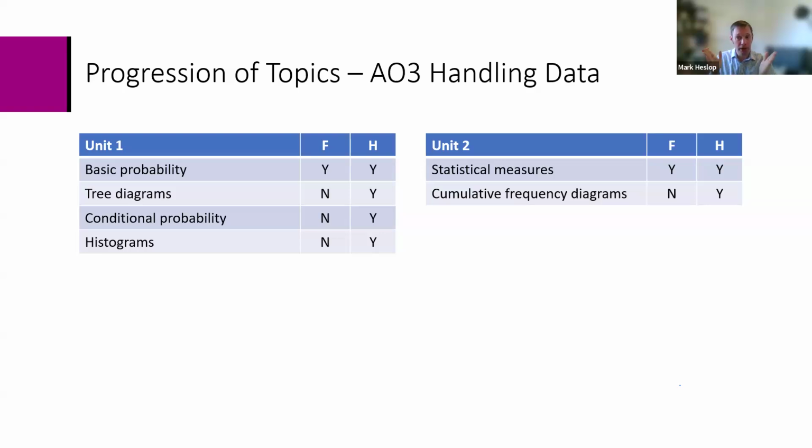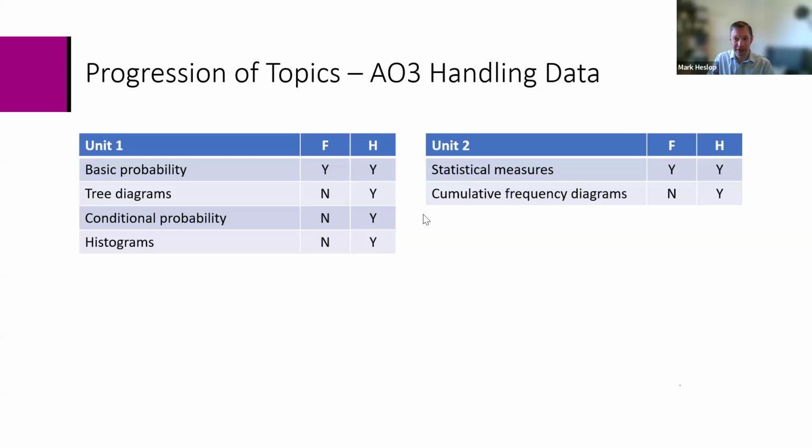So although we've got all the AO1 to 3 in both halves of the course, we've probably got slightly higher emphasis on probability, because it's very accessible if you've got slightly more algebraically immature students in year 1 than in year 2, and it gives that nice balance to the course. So effectively, we have all the probability in year 1. So basic probability, tree diagrams, conditional probability, and then histograms in year 1, and then statistical measures and cumulative frequency diagrams within year 2. So they're the big headline measures.